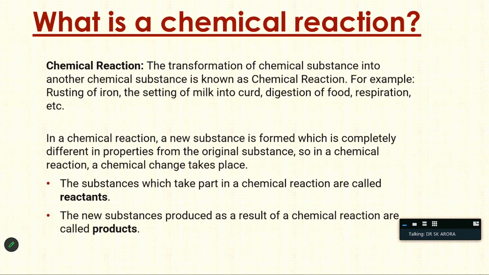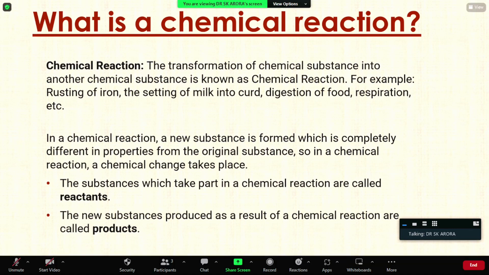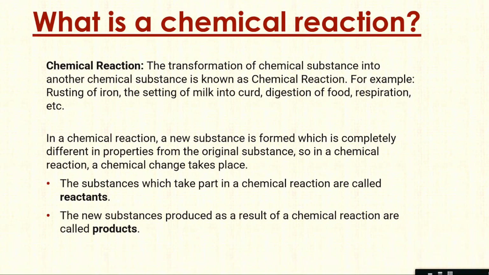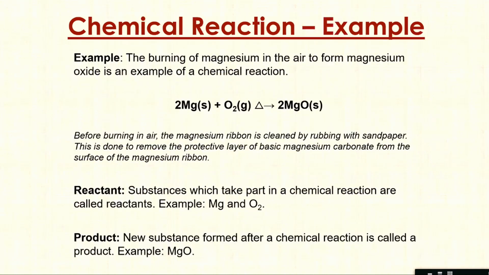So, in a chemical reaction, a chemical change takes place. The substances which take part in the chemical reaction are called reactants, and the substances produced as a result of chemical reactions are known as products.